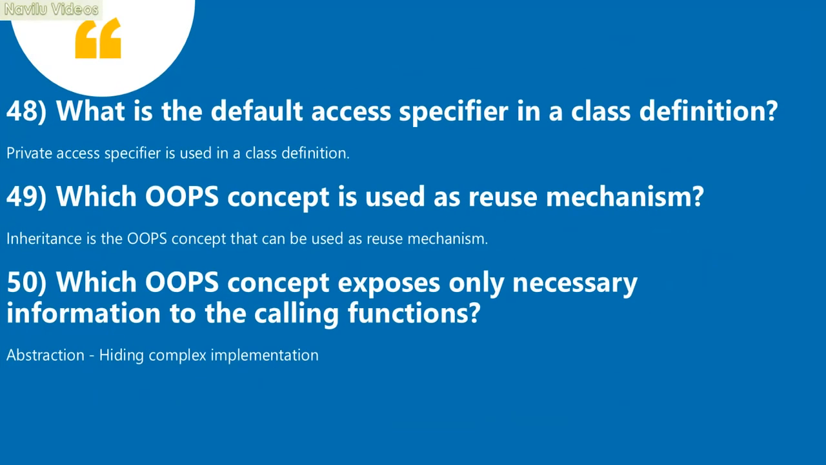48. What is the default access specifier in a class definition? The private access specifier is used in a class definition. 49. Which OOPS concept is used as a reuse mechanism? Inheritance is the OOPS concept that can be used as a reuse mechanism. 50. Which OOPS concept exposes only necessary information to the calling functions? Abstraction, hiding complex implementation.